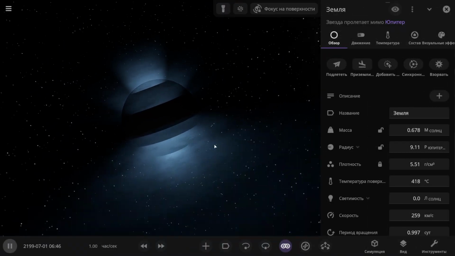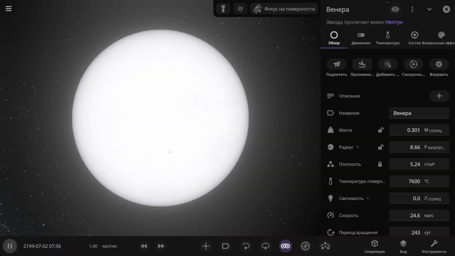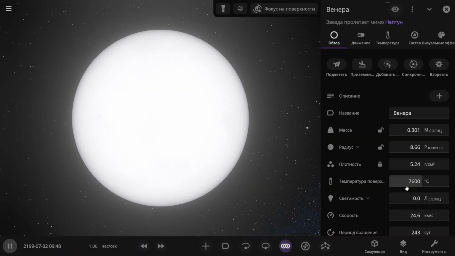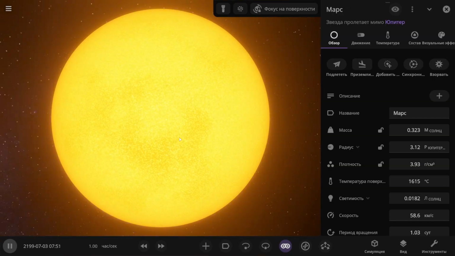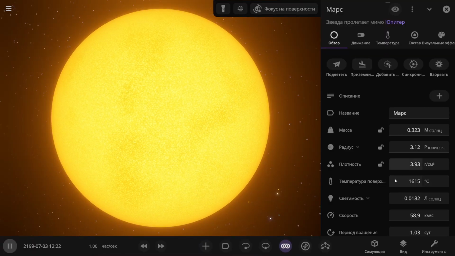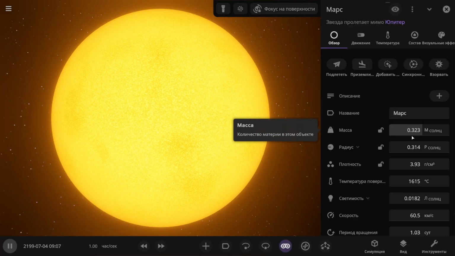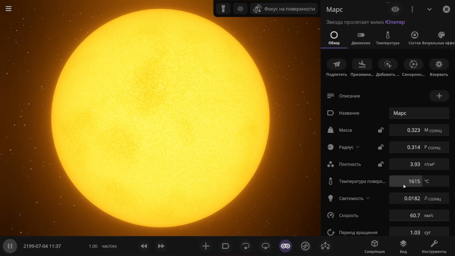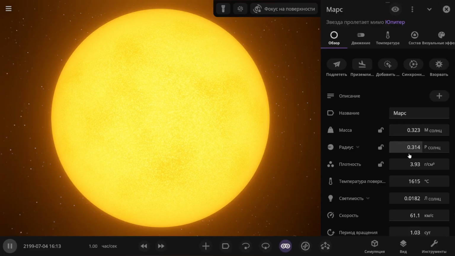Earth, as you can see, hasn't changed, just like in the first part of this experiment. Venus basically is the same too. But here the temperature is already 7600 degrees Celsius, whereas before it was higher. And this time finally I can show you Mars. So this is what it has become. Its surface temperature is 1615 degrees. Although I'm not sure if it's a red dwarf or not, but its mass here is as much as 0.32 solar masses. Well, with a temperature of 1600 degrees, you could consider it a red dwarf. And its radius is 0.31 of the radius of our star.